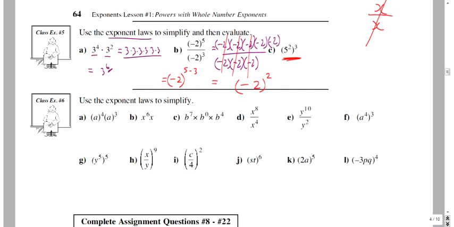Am I multiplying with the same base? Or is this something else? This is a power raised to another power. I don't add. 2 times 3 is 6. Okay?